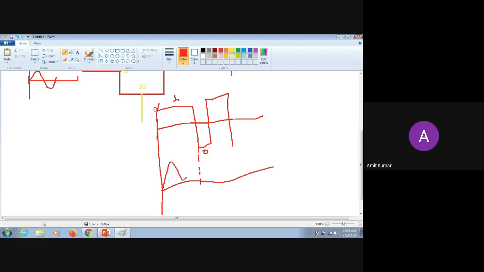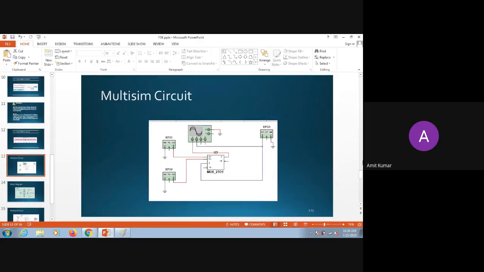And maybe this way. For 0, you will get a higher frequency. So you will get this one. Again for 1, you will get a lower frequency. So in the output you will get this, but there is a problem with the multiplexer because the multiplexer is a digital block.